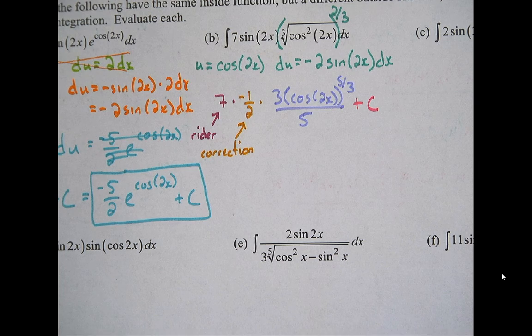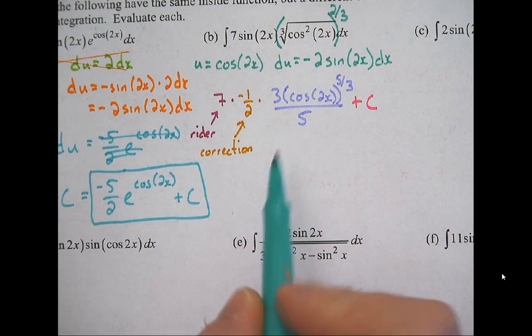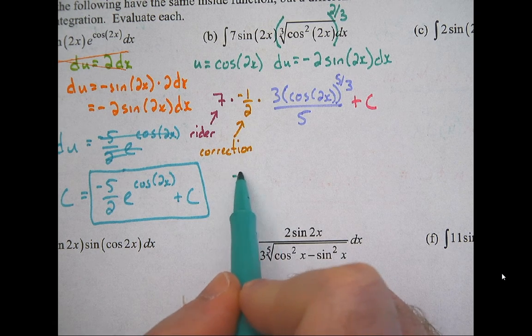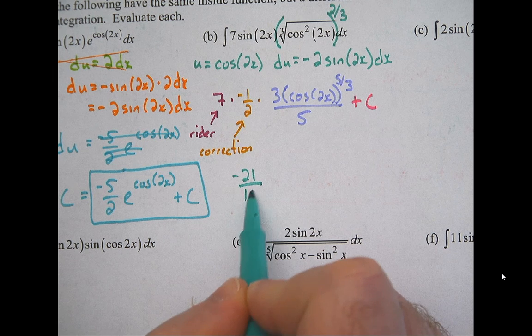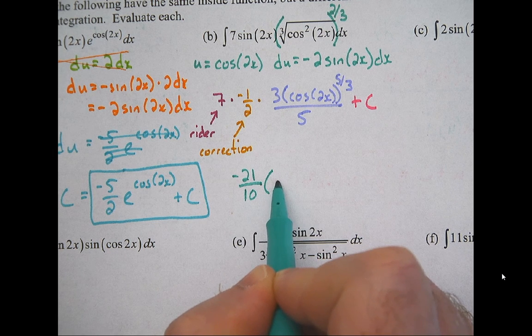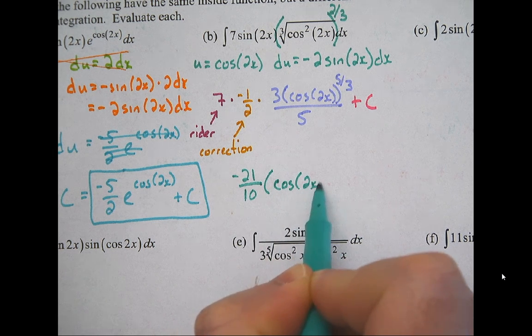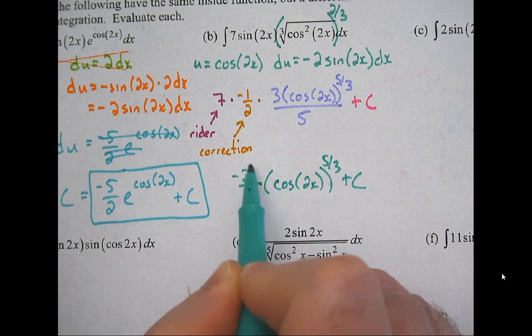What did I start with? This kind of greenish color. So that's 7 over 1. That's 7. That's 21. That's a negative 21, over 2 times 5 is 10, times, I'm going to just put it on the side today, cosine of 2x to the 5/3 plus c.